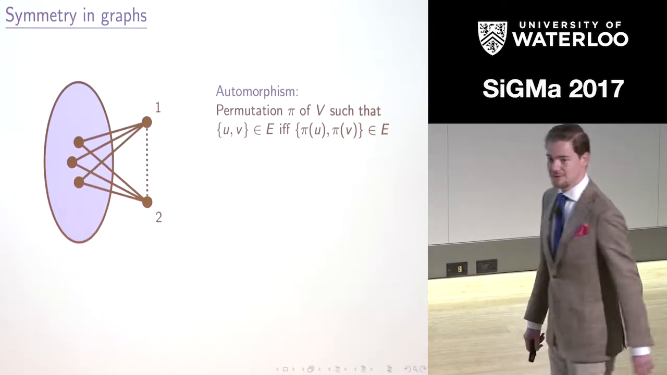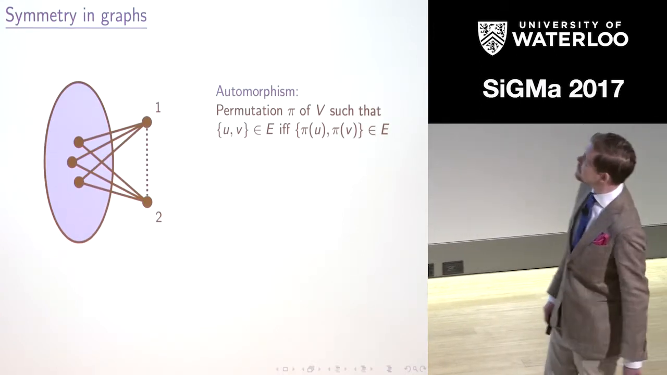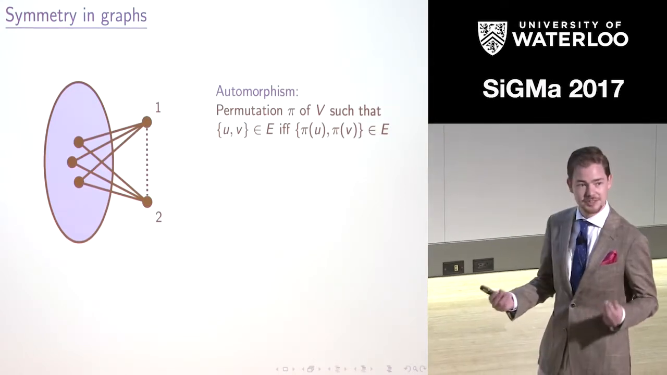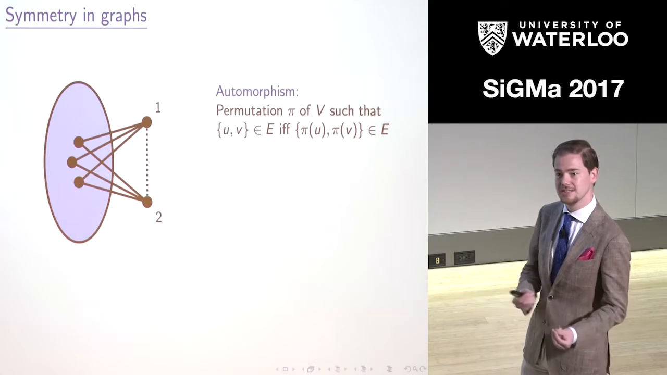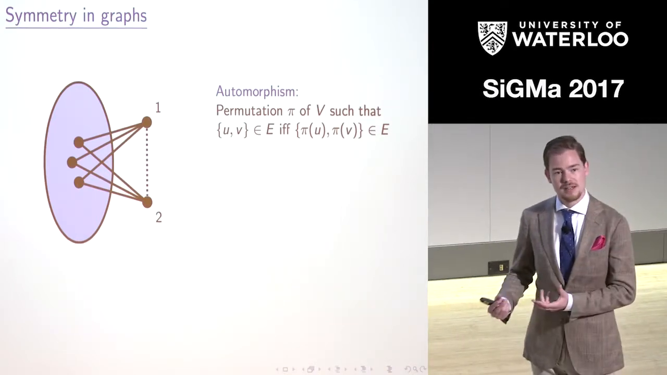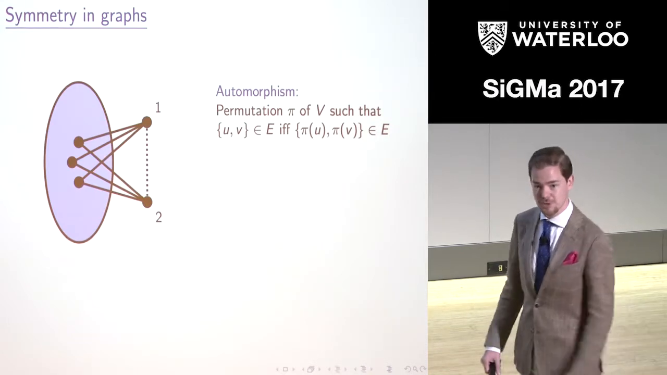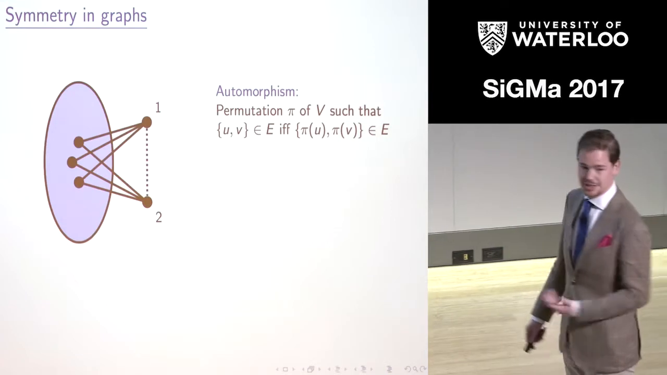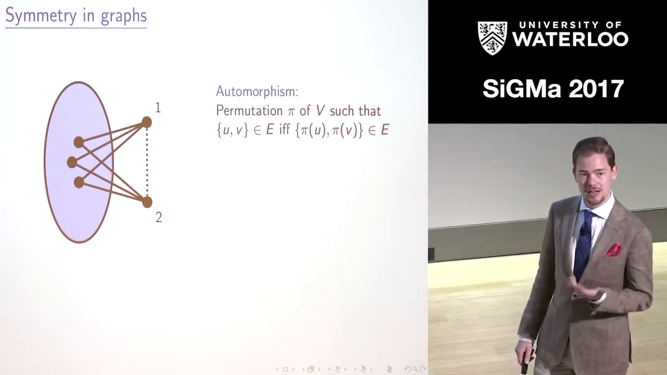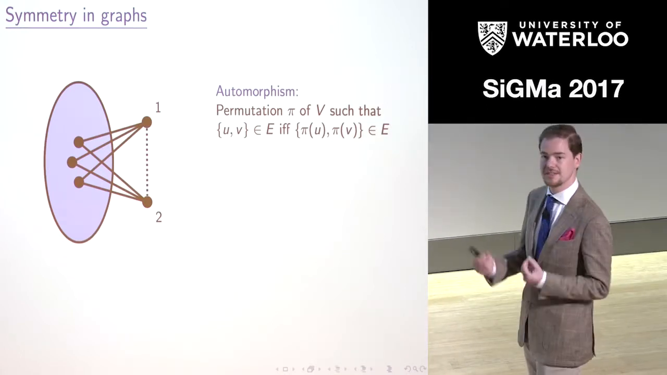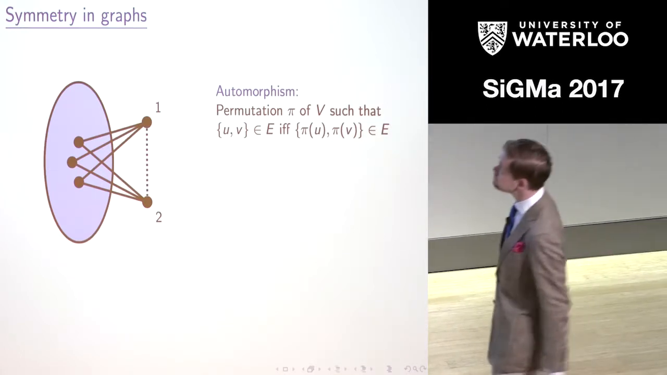So suppose that we have a graph here. I want to talk about automorphisms of this graph. So an automorphism is a permutation of the vertices such that whenever uv is an edge, its image under this permutation is an edge, and the other way around. And we say that the graph is symmetric if the only automorphism that is possible is the trivial one, the one that keeps every vertex in place.